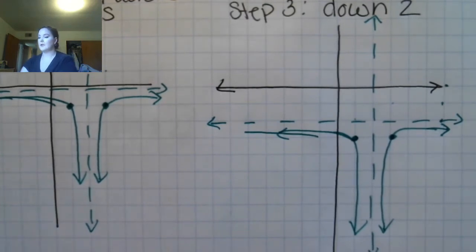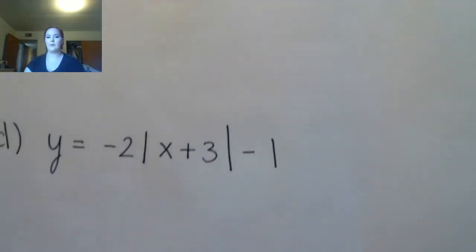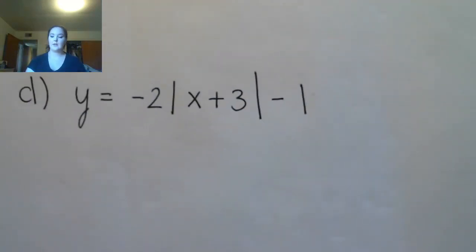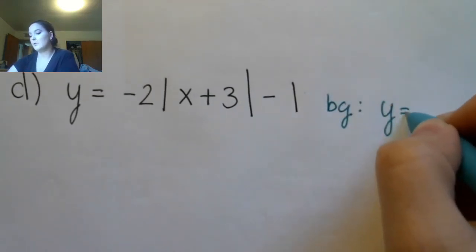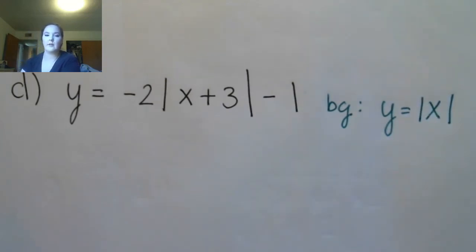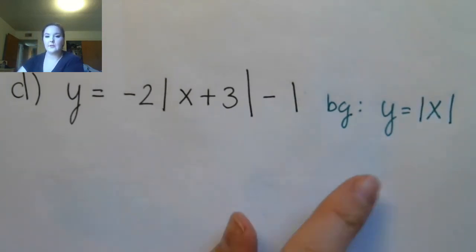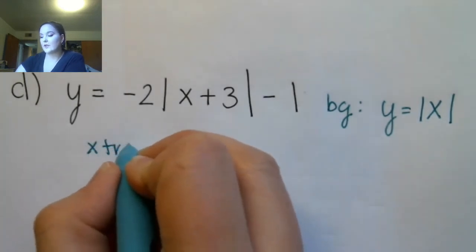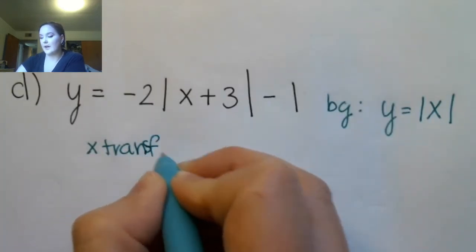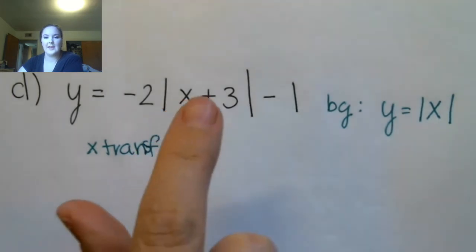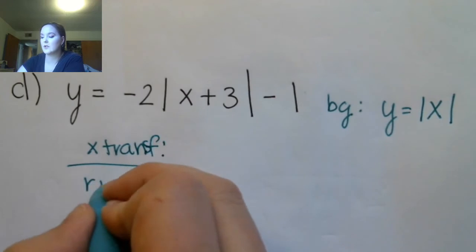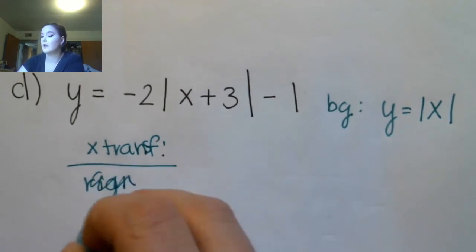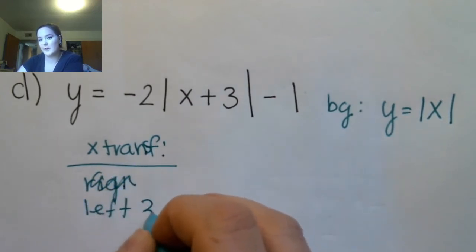All right. Let's look at one last example. So my base graph for this one is going to be y equals absolute value x. And I'm going to look at my x transformations first, which are the transformations that come from the inside of the absolute value. So I'll have this plus 3. Okay, so this is just going to move it right. Oh, I'm sorry. Left 3.